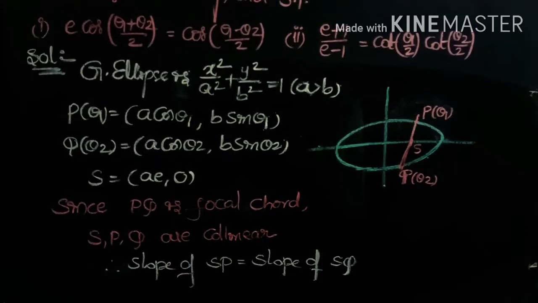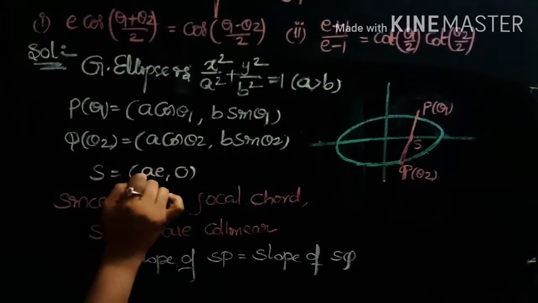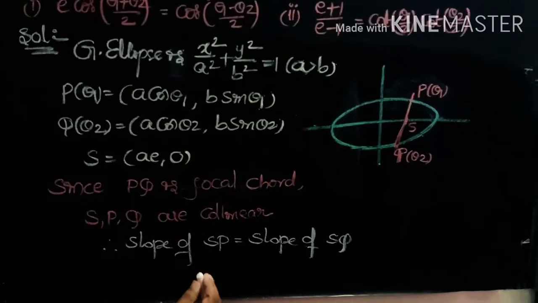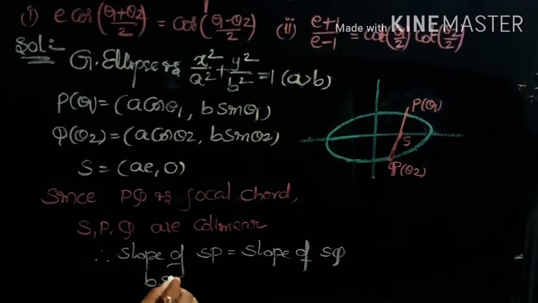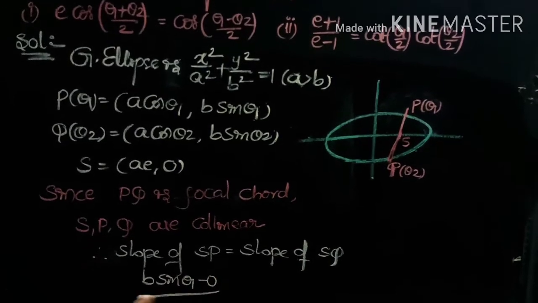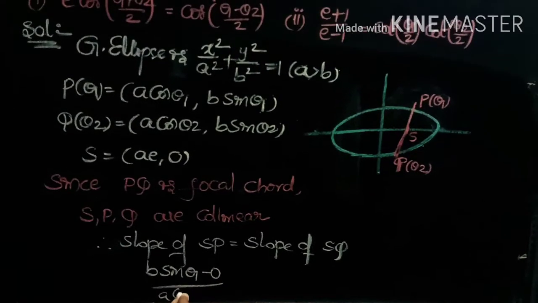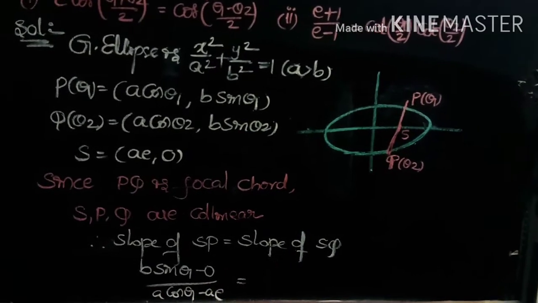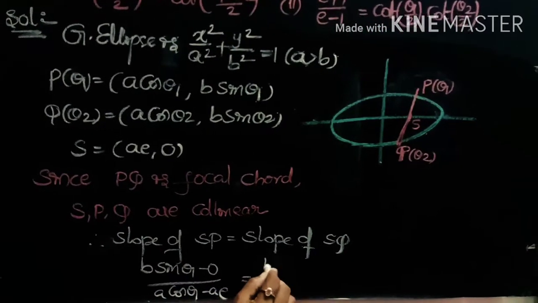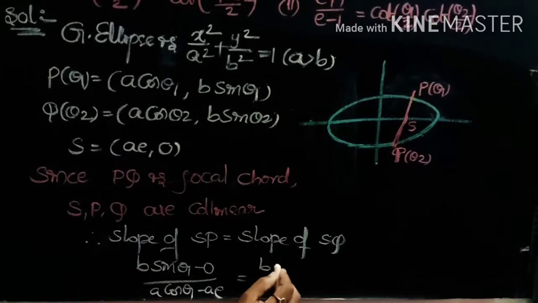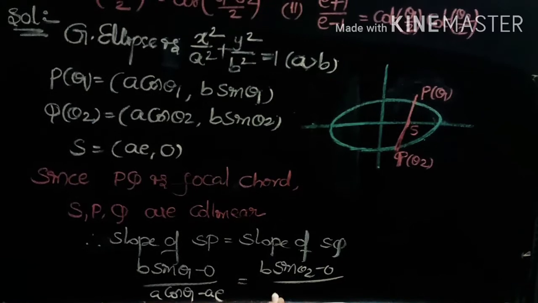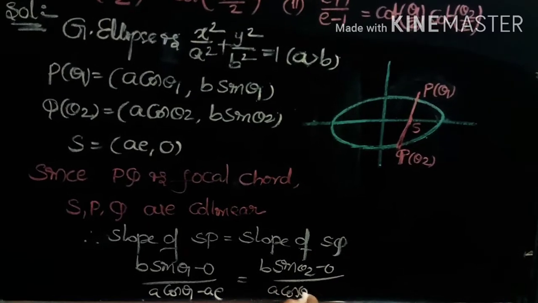Now what is the slope of SP? S is equal to ae comma 0 and P is this point. Slope is y2 minus y1 by x2 minus x1, that is b sin theta 1 minus 0 by a cos theta 1 minus ae, is equal to the slope of SQ. That value is equal to y2 minus y1 by x2 minus x1, that is b sin theta 2 minus 0 by a cos theta 2 minus ae.